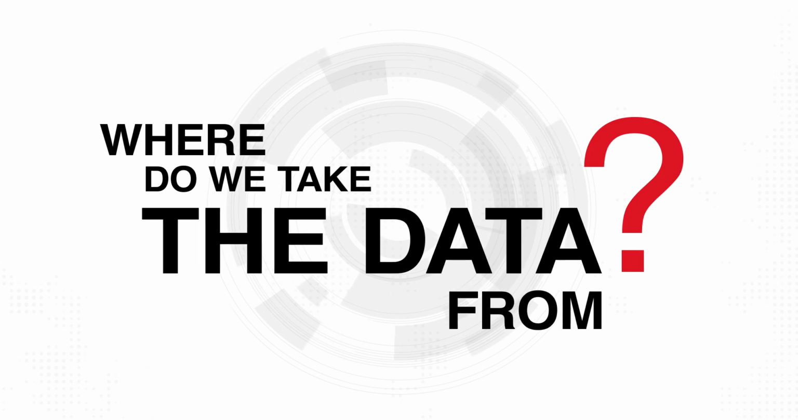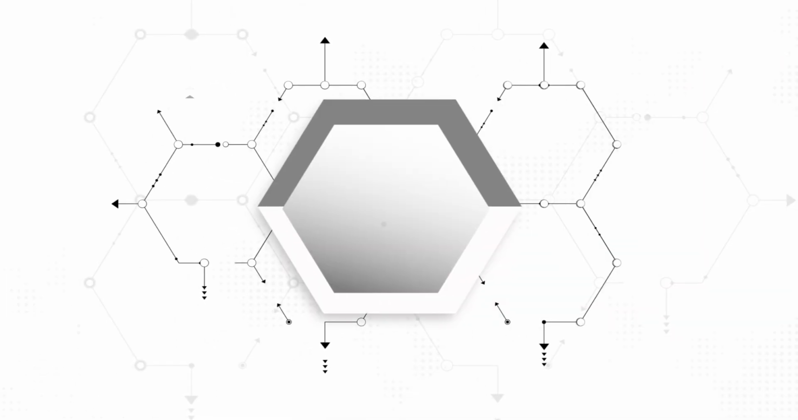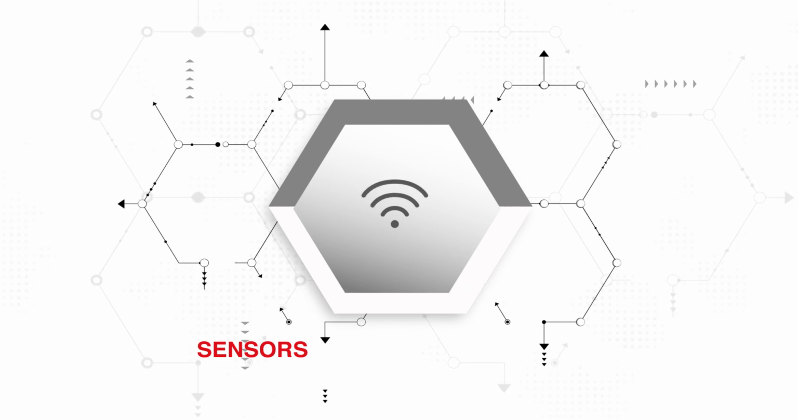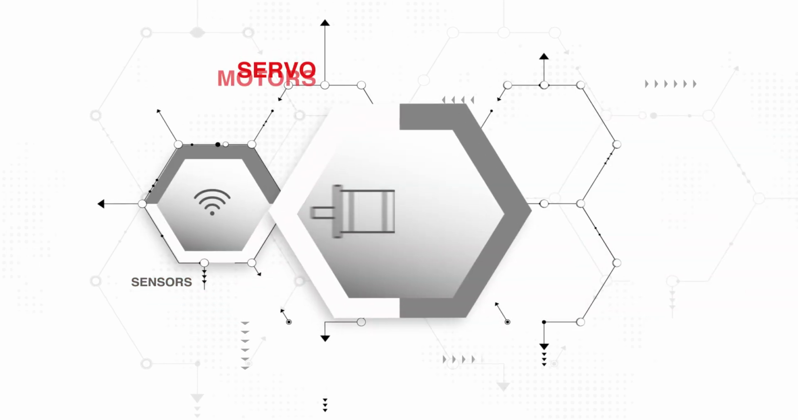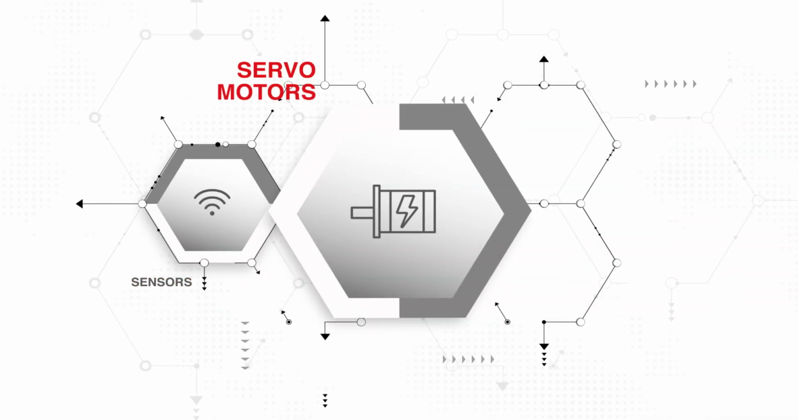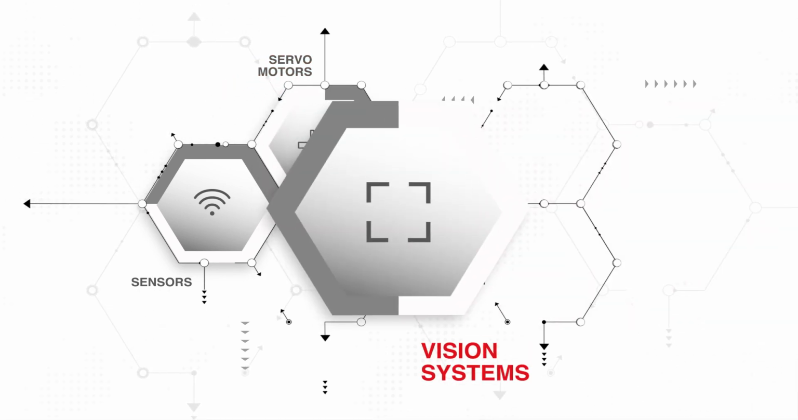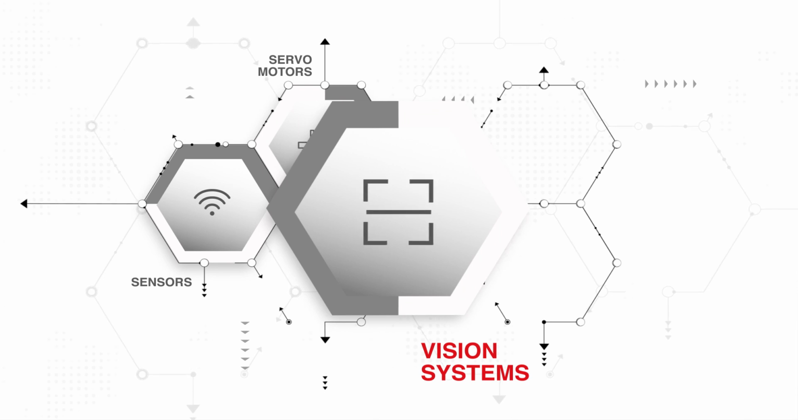Where do we take the data from? If you maintain a good network structure, data from sensors can provide additional insights for data science needs. Servo motors with high-resolution rotation monitoring provide extremely useful insights on the performance of rotating equipment. Vision systems and line scanners provide perfect high-resolution insight for quality inspection.